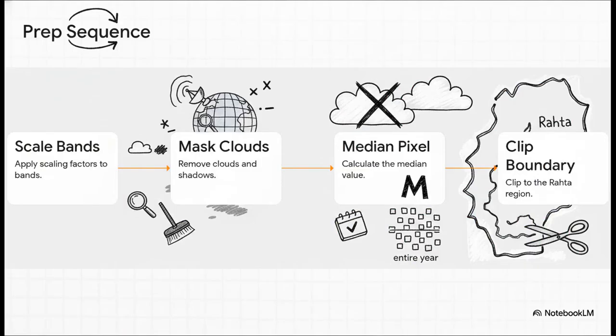To further prep the image, the algorithm applies what are known as scaling factors. It multiplies the optical bands by 0.0000275 and subtracts 0.2. Now, you might be wondering, why on earth do we do that? Well, raw satellite data is heavily compressed for its long journey through space, so it needs to be unpacked back into true, usable numbers once it reaches us here on Earth. After that unpacking, the code scales the thermal bands, scrubs out the clouds like we just talked about, calculates the median pixel value for the entire year to get a rock-solid baseline, and finally clips everything perfectly to our Rasta shapefile boundary.